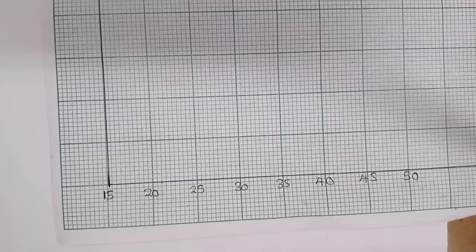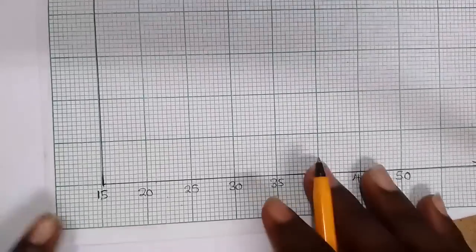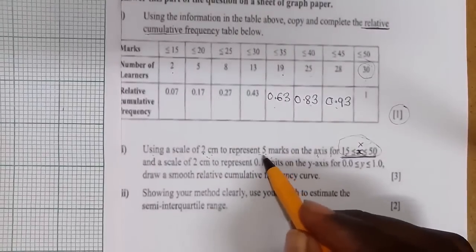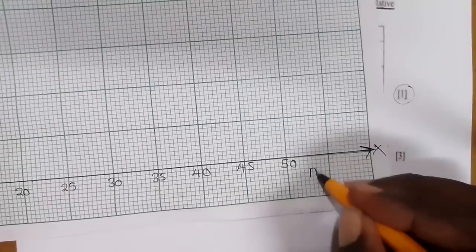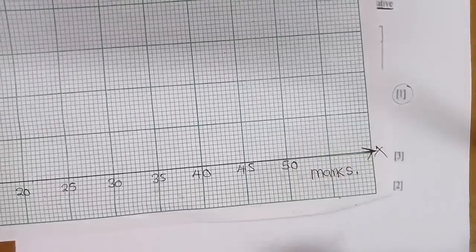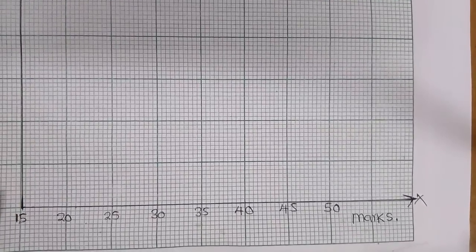Have you seen? This is what I need to do. So this is the x-axis. And in the x-axis, they have put something here to represent 5 what? 5 marks. So in the x-axis, I've got marks here. So I'm going to put here, I've got what? Marks. This is what you're going to do. You put marks there. Have you seen? You put what? You put marks.